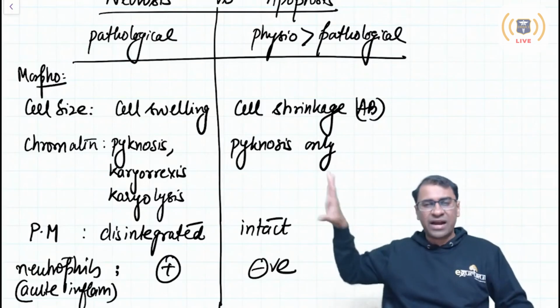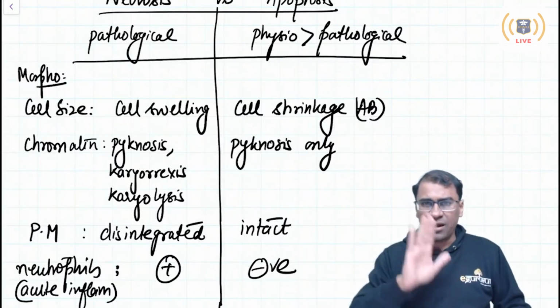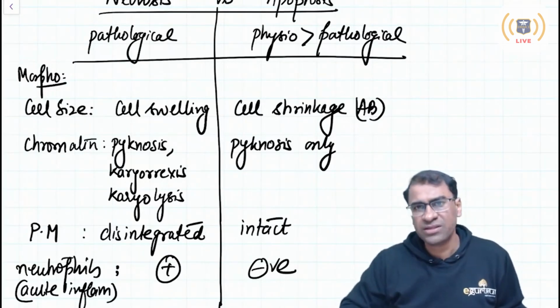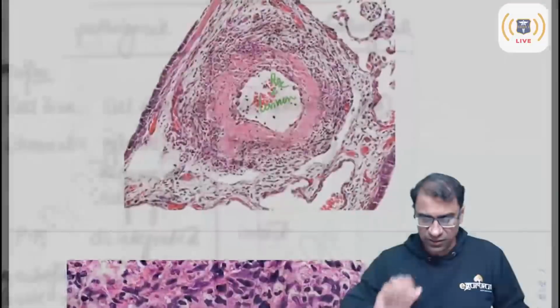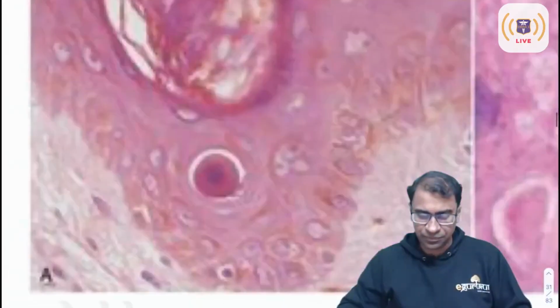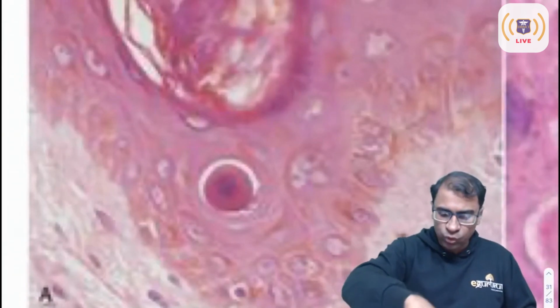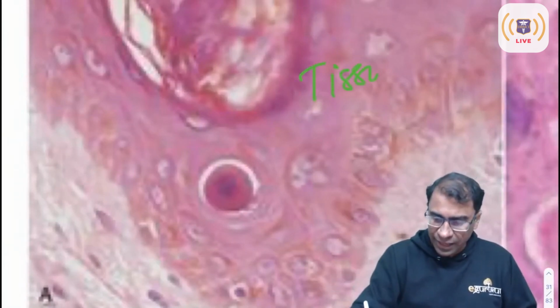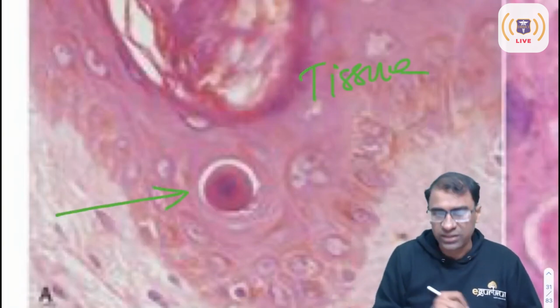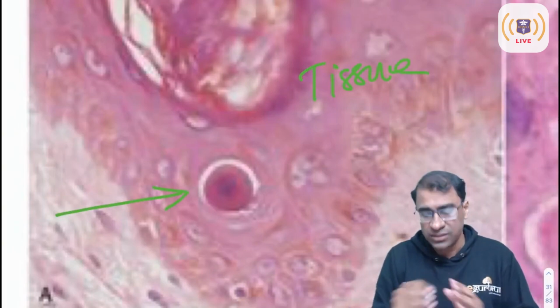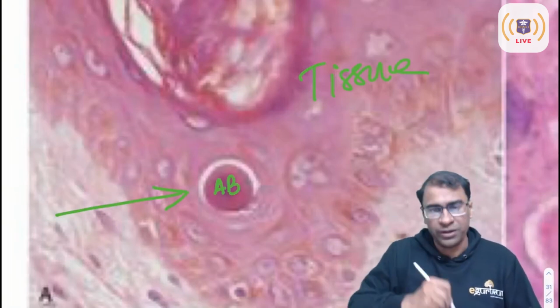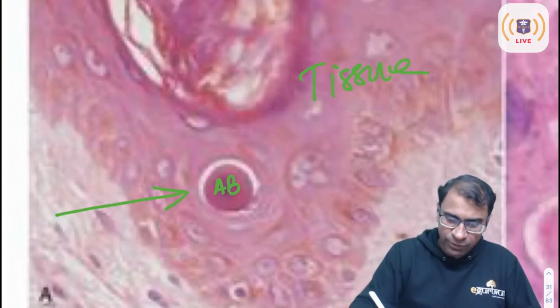So based on these facts, can you recognize necrosis versus apoptosis? Let's try this. Let's try, guys. Look at this cell. In this image, what you're noticing is this whole thing is a tissue. And look at this cell here. What you're seeing is this is an apoptotic body. Now notice the apoptotic body here.